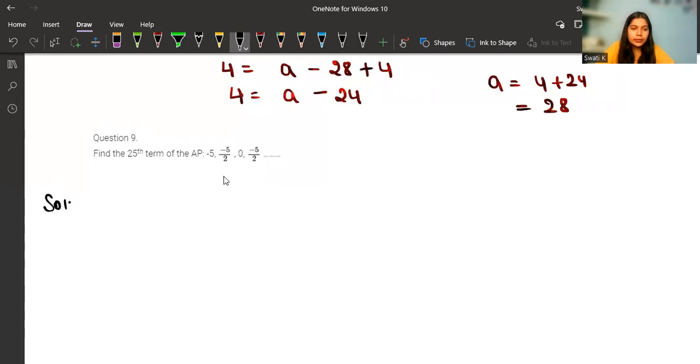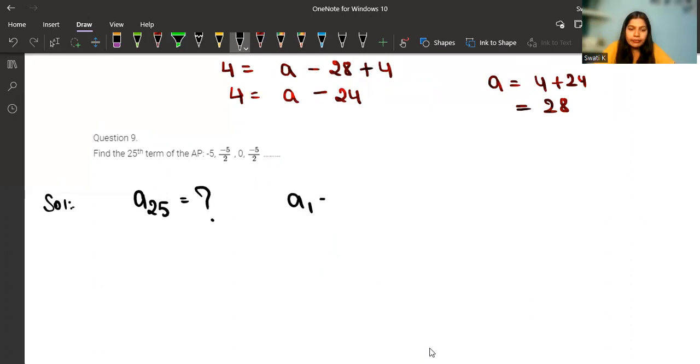So for finding the 25th term, that means we have to find A25. This is what we have to find. And what is the AP given? The AP is given as minus 5, minus 5 by 2, 0, again minus 5 by 2. I think there is a mistake. Anyway, we will just find the common difference by subtracting A2 and A1.